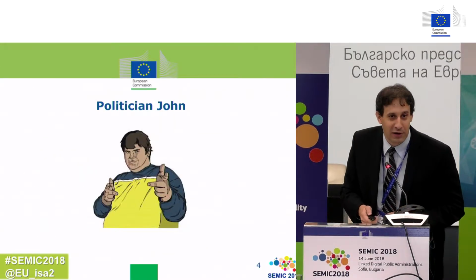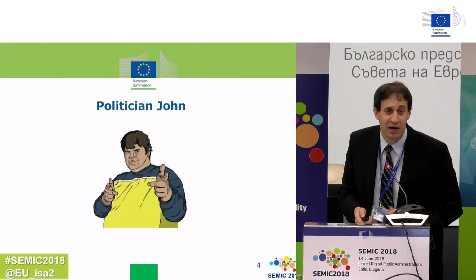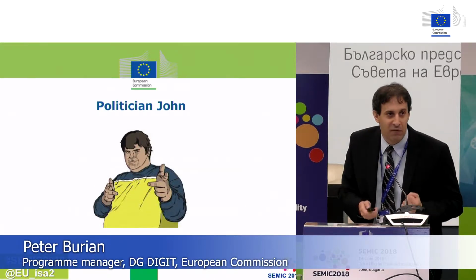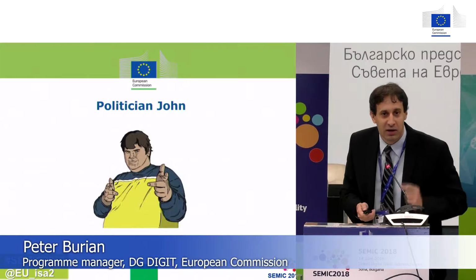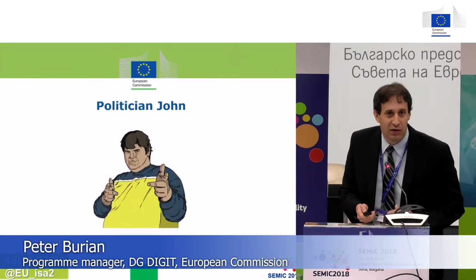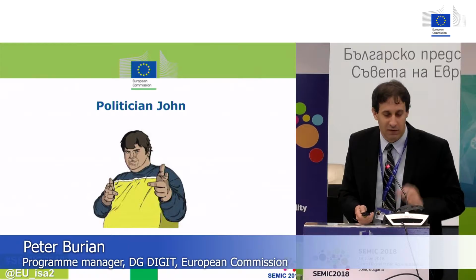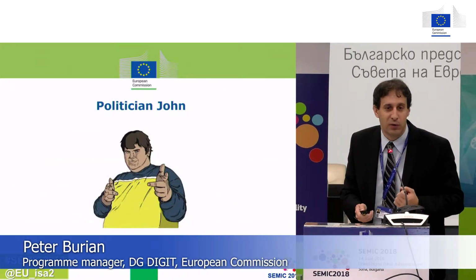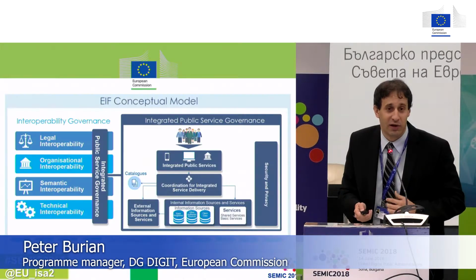But let's look at the third guy, Politician John. This guy is going to be very important for you guys, since you need a sponsor, and you need to have things being driven from the top. You need to convince guys like Politician John that whatever you are trying to deliver is going to help deliver whatever he wants delivered. So it's important to look at the political level and convince the people at the top that whatever you're doing is very important. And this is very important.